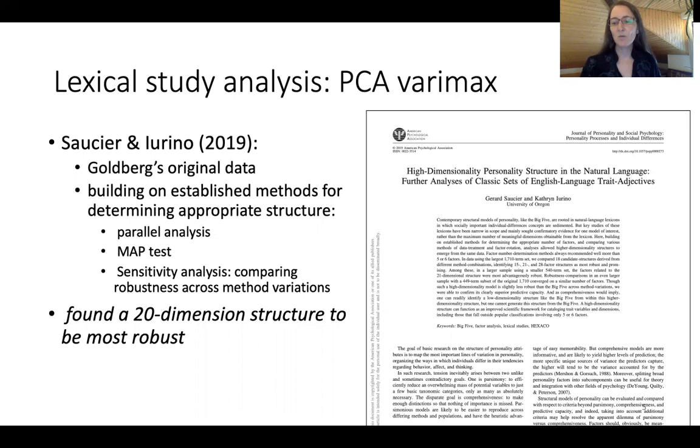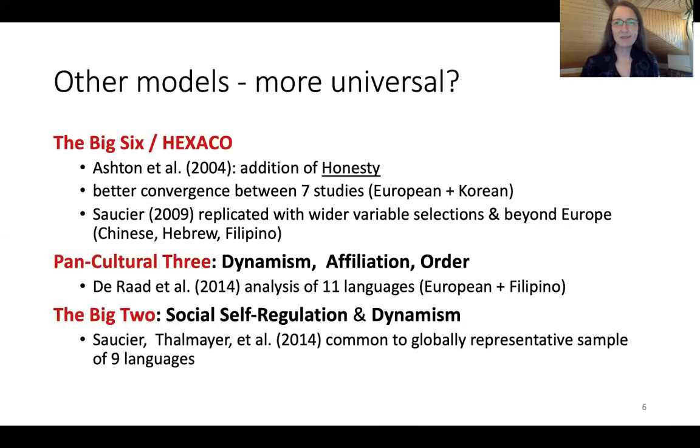Saucier and Iurino recently reanalyzed Goldberg's data with a systematic approach that meets and builds on currently accepted standards for choosing the structure and testing the robustness of models. They ultimately found support for a 20-factor model rather than 5 in this same data. And even despite this sometimes limited exploration of the data, by the 2000s, as more lexical evidence had accumulated, the difficulties of finding the Big Five were apparent. Meta-analyses proposed other models as perhaps more universal. Here are 3 of the big contenders.